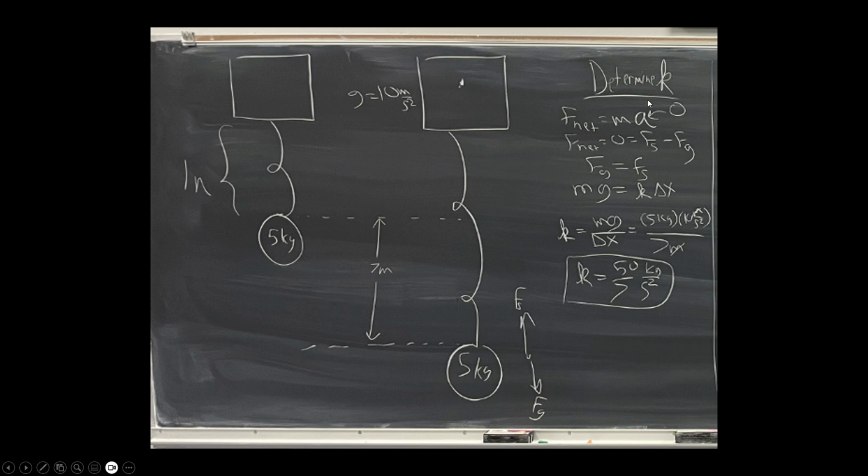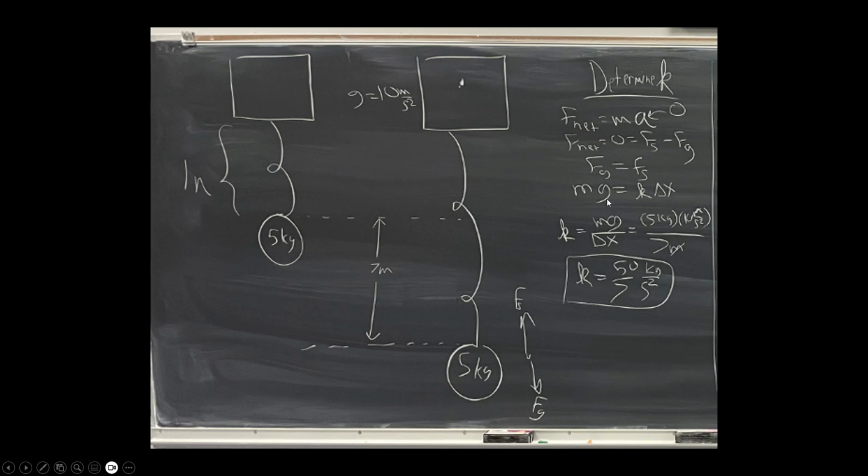So F net equals mass times acceleration. The acceleration is 0, so F net has to be 0, which means that the restoring force minus the force of gravity equals 0. Thus, the gravitational force, Fg, and the restoring force, Fs, equal each other. The force of gravity is mass times acceleration of gravity, or mg, and the spring force is our spring constant times our displacement, delta x.